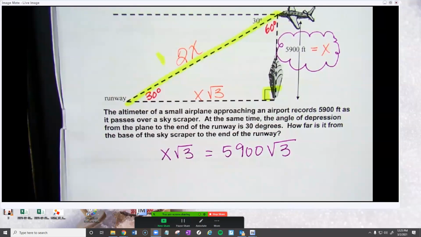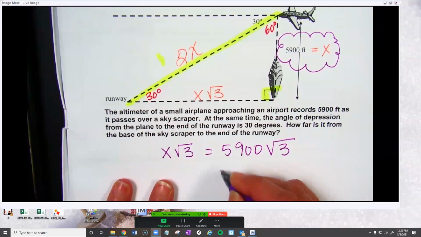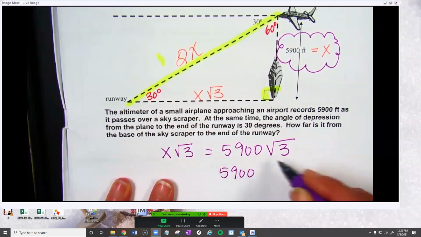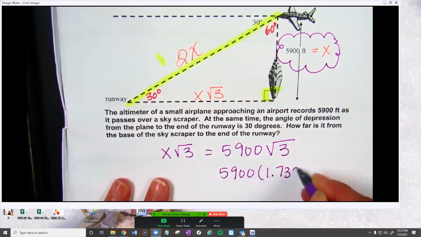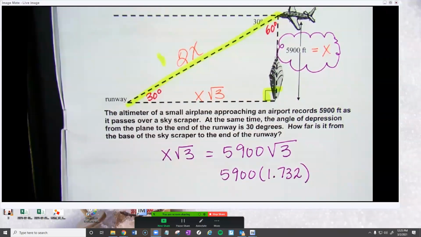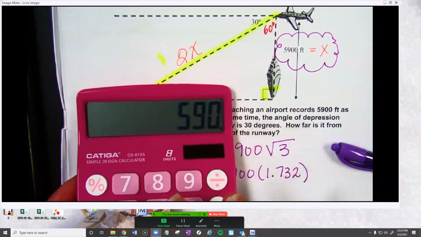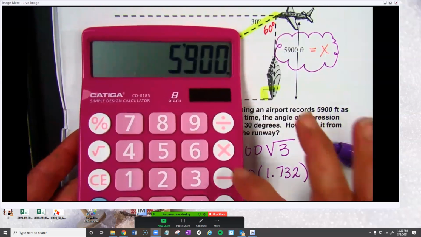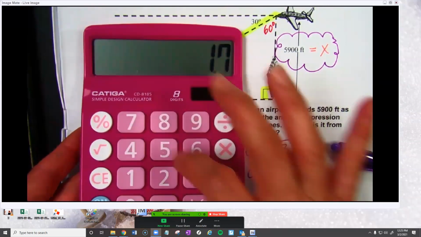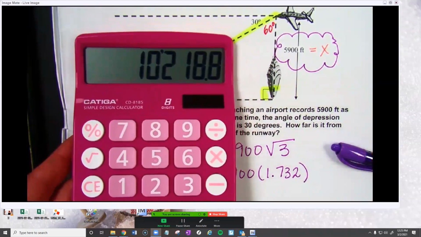Awesome. So y'all, it's a word problem. So we are going to multiply this. So remember, I told you guys that root 3 is 1.732. So I'm just going to sub the decimal in for that. And I'm going to check my answer with a calculator. So 5,900 times 1.732 is that. Did you get that?